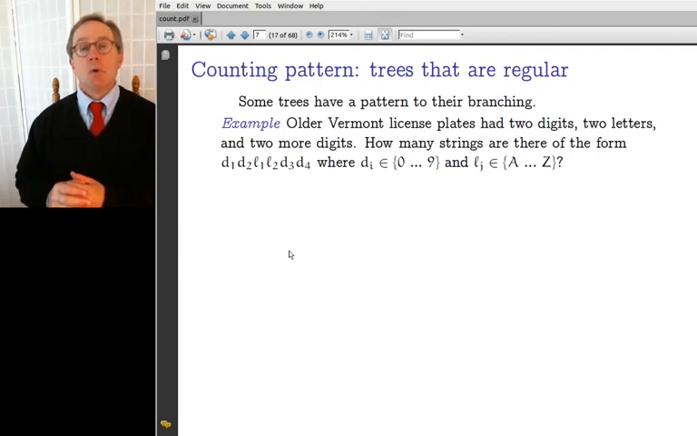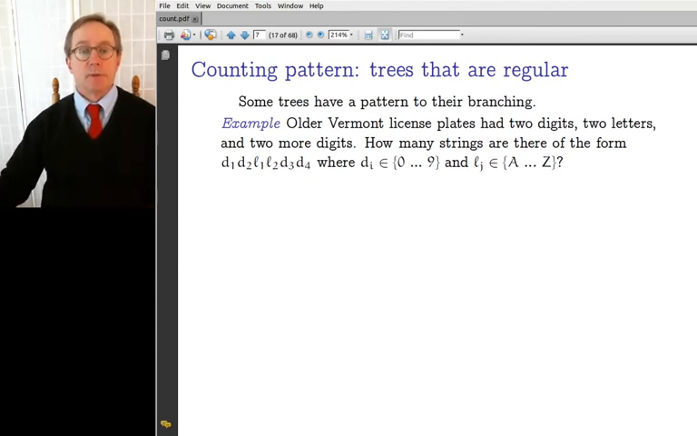Here's an example. Old-fashioned Vermont license plates had 2 digits, then 2 letters, then 2 more digits. So how many strings are there of that form? 2 digits, 2 letters, 2 more digits. So how many strings are there of that form? So let's see.